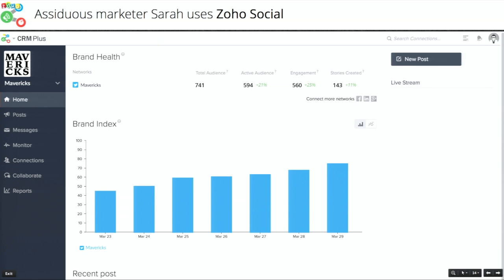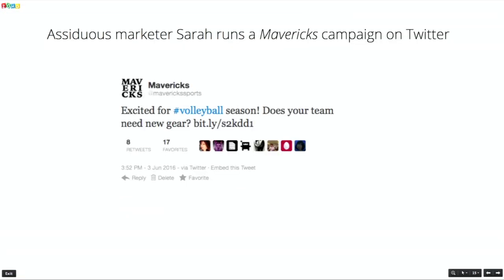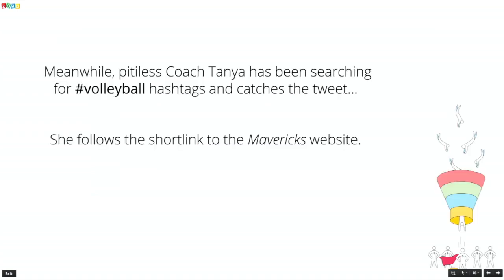So she goes and she uses Zoho Social. This is a prior campaign. Of course, everything looks good. All the bars are rising to the right. You'd never know that the economy was amiss in any way. And she decides to run a Twitter campaign. So she puts something together. She knows it's a volleyball season. She puts something like this out. Okay, so look at the elements of it. It's simple. There's a hashtag, and of course there's a short link. So she runs this campaign.